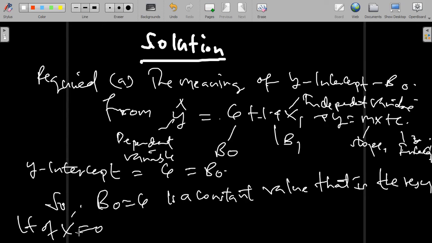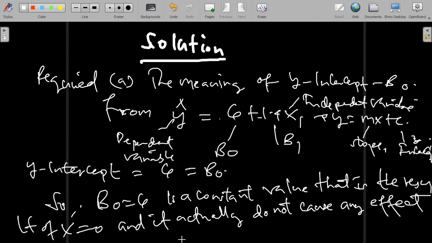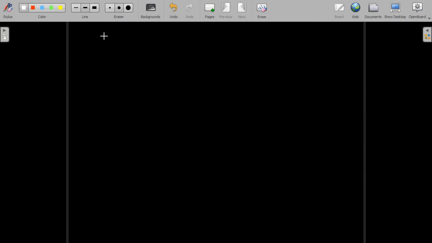So when we interpret the y-intercept beta naught, this is a constant value that is the result when x is equal to 0. It implies that it does not cause any change in the dependent variable from the independent variable, sometimes called the explanatory variable. So that is how it is. Also, what you need to understand here is how we interpret the coefficient beta 1, the slope coefficient, that is 1.4.